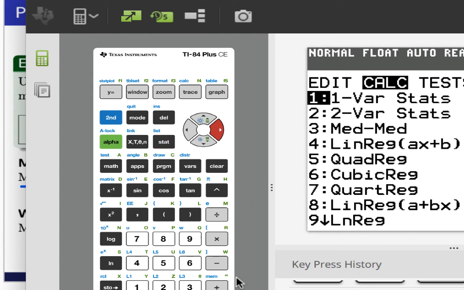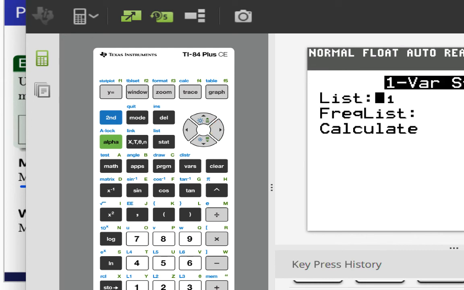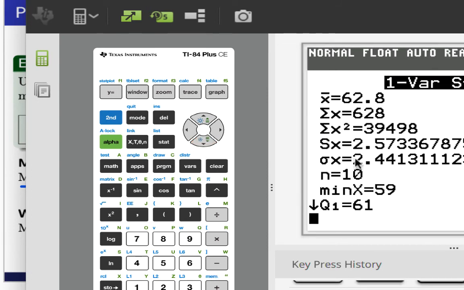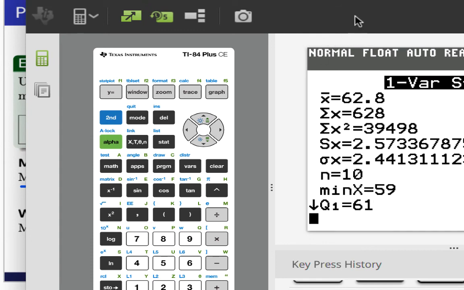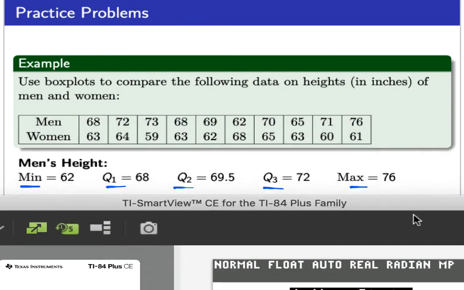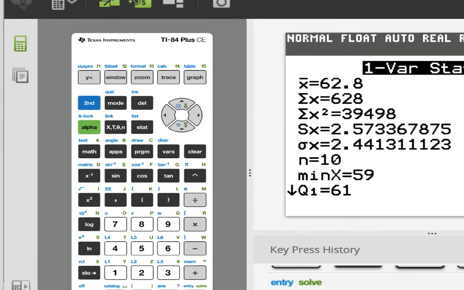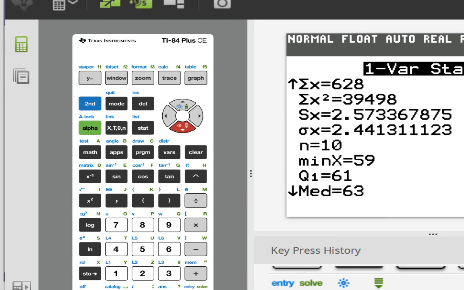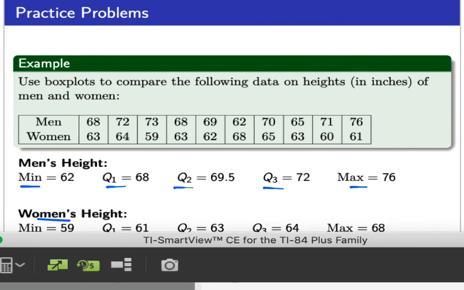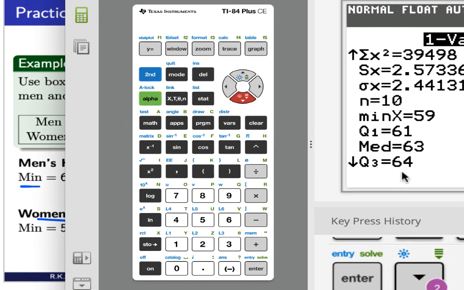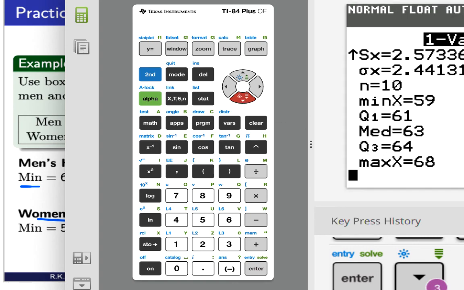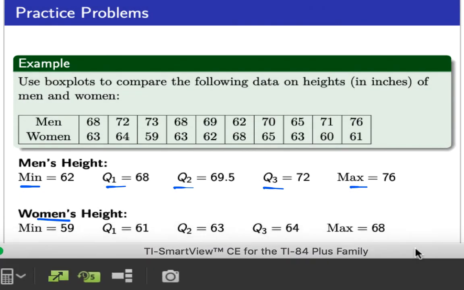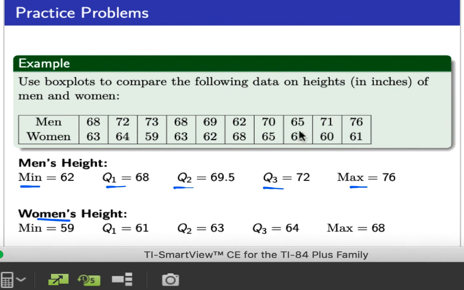Take it to Calc. 1-Var Stats is already highlighted. Press Enter. L1 is already there. Don't do anything else. Take the cursor to Calculate. Press Enter. And here we have it. So the minimum is 59. Q1 is 61. Then we take the cursor down. The median is 63. Q3 is 64. And the maximum is 68. Okay, so we have all these values here for the women's height.